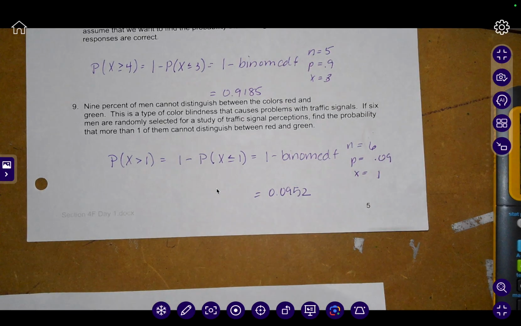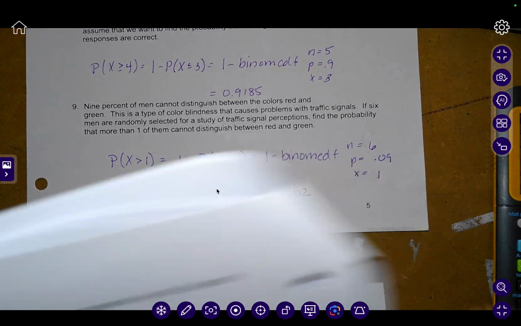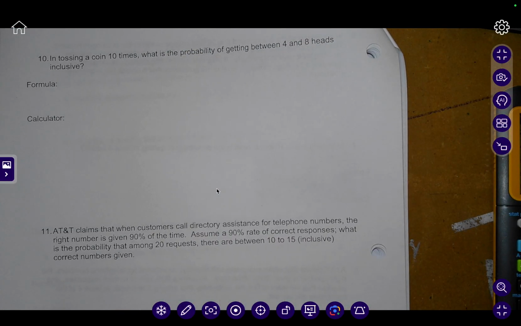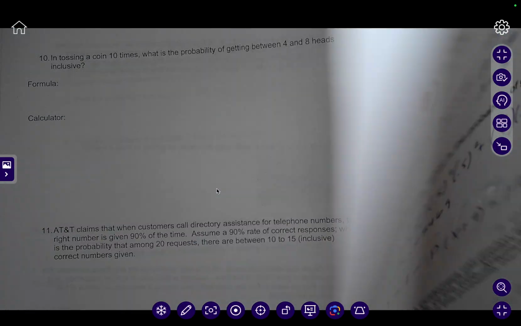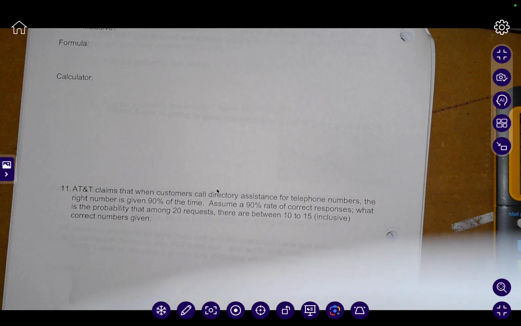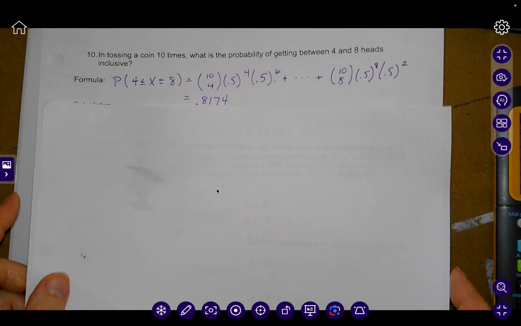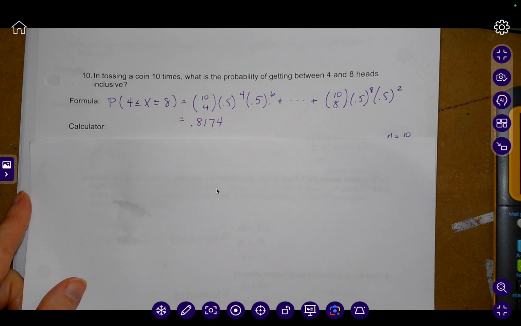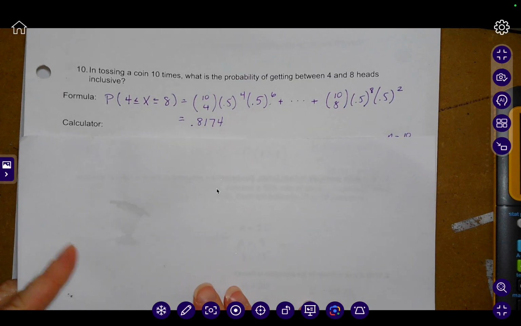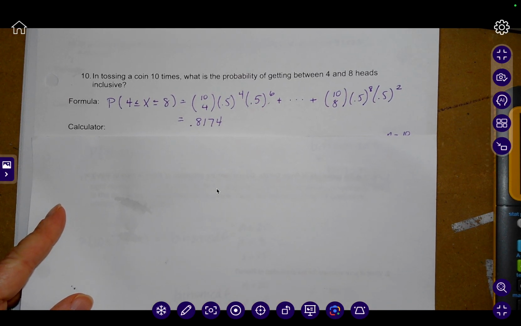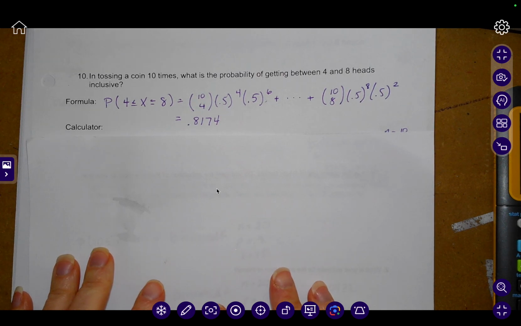And then the last type of scenario that you'll see is this inclusive type of scenario. In tossing a coin 10 times, what's the probability of getting between 4 and 8 heads? Again, with the formula, you're going to have to do the 4 plus the 5 plus the 6 plus the 7 plus the 8. If you wanted to use the calculator, you could do the PDF of 4 plus the PDF of 5 and so on. You can also use the CDF.